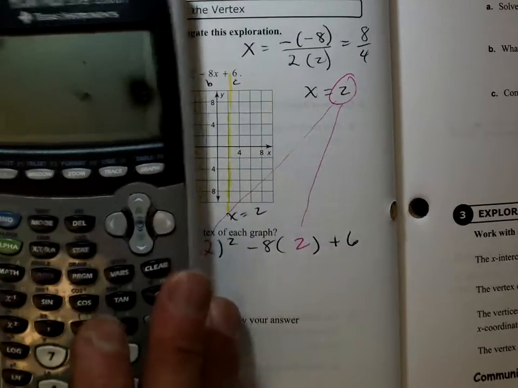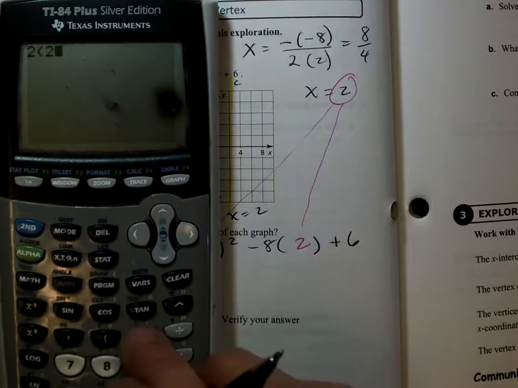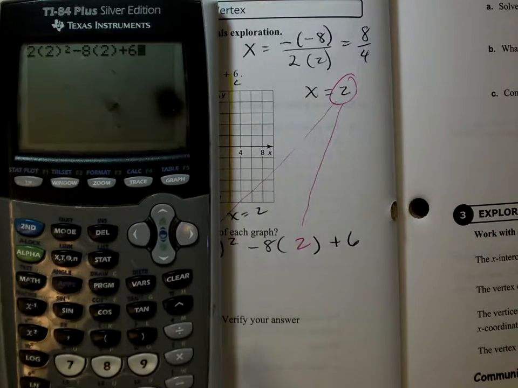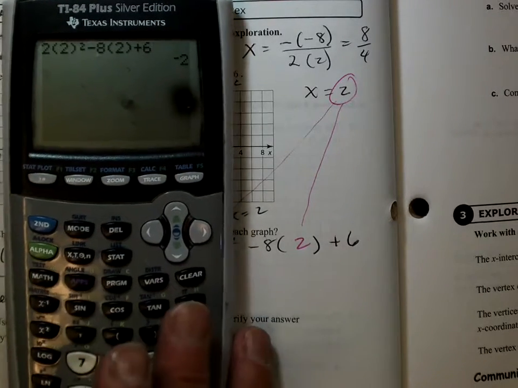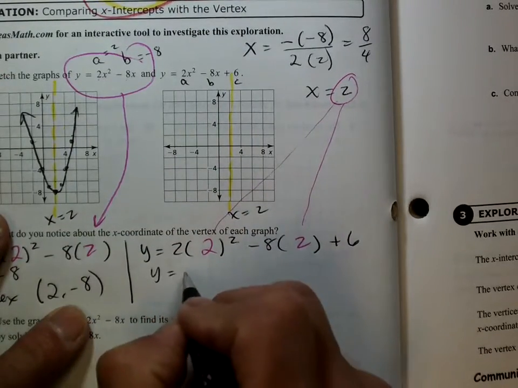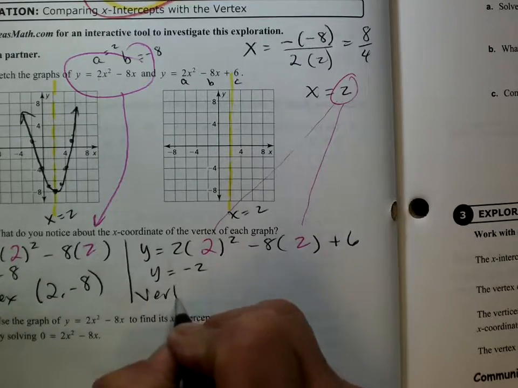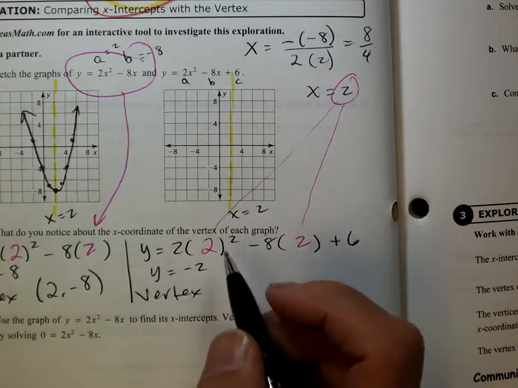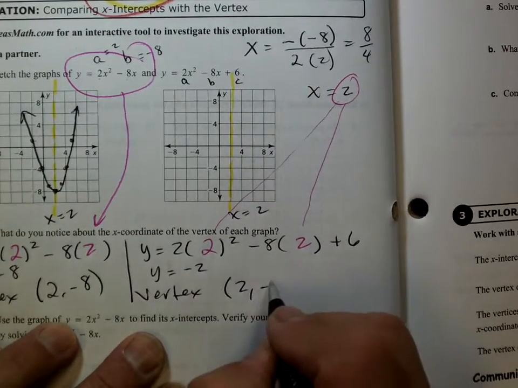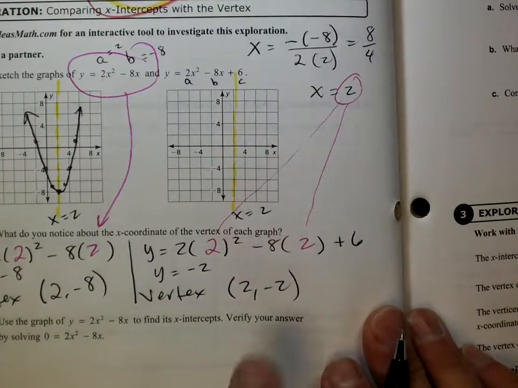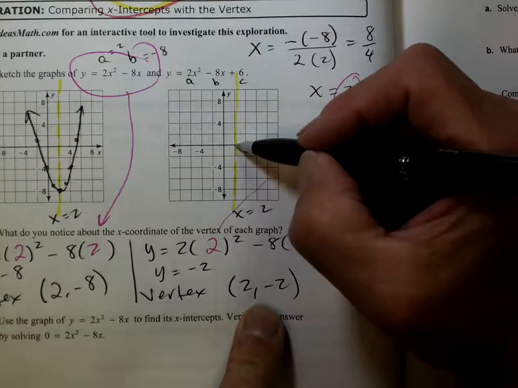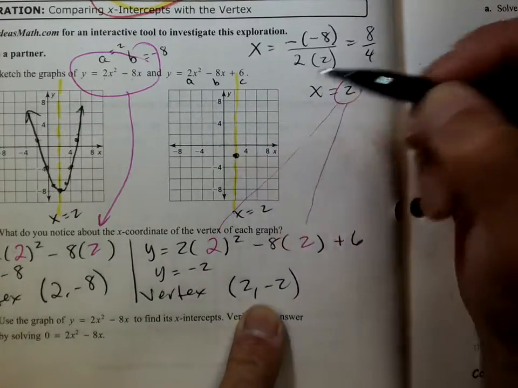So if I take my calculator and I go 2, parentheses, 2 squared, minus 8, parentheses, 2, plus 6, right? I get an answer of negative 2, okay? So this vertex is in a slightly different place, y equals negative 2. So my vertex is going to be x, y, right? I know my x value is 2, and my y value is negative 2, okay? So let's graph it. If my vertex is at 2, negative 2, I'm going to go over to 2, negative 2. There's my vertex, okay? Everybody got that?